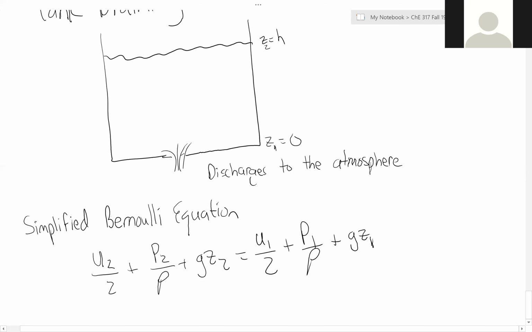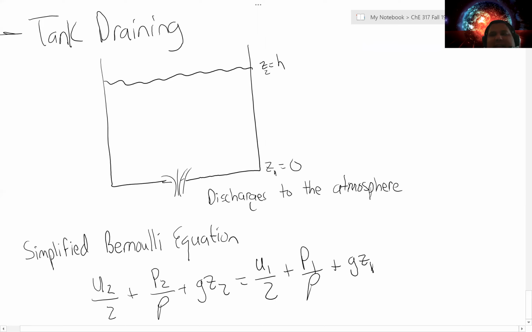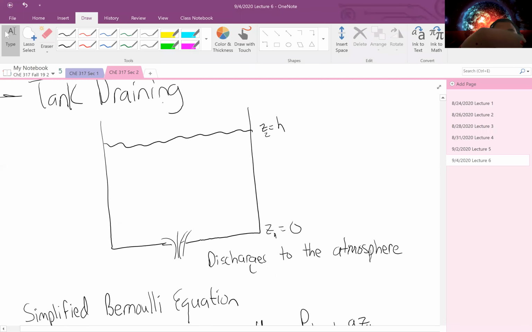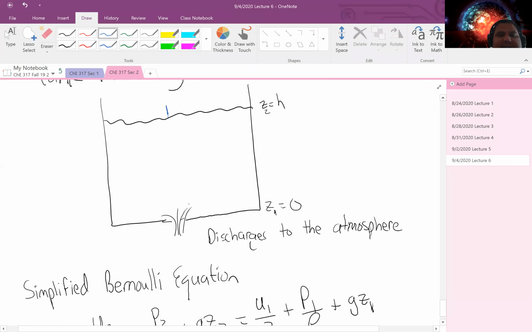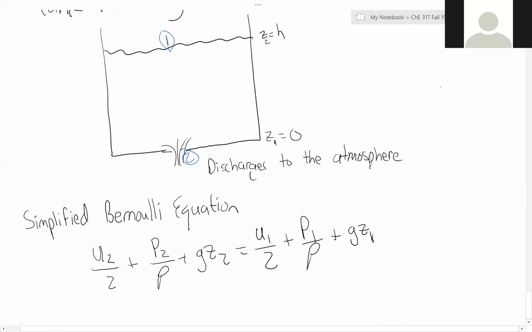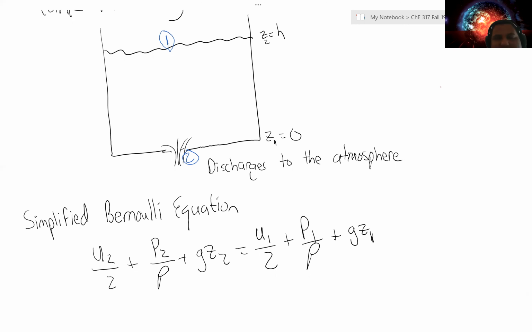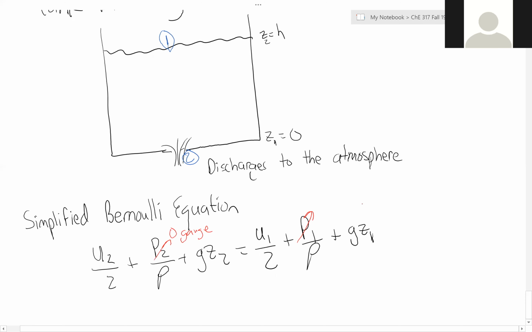Is the tank open to the atmosphere? Yeah, we can assume the tank is open to the atmosphere. I'm going to say my point 1 is going to be here, my point 2 is going to be here at the discharge. Does that mean you can neglect both pressures? If I assume that they're both atmospheric at those 2 points, yes, I can neglect them. I can just say they're 0 gauge. And now those terms go away. What other values can I neglect?